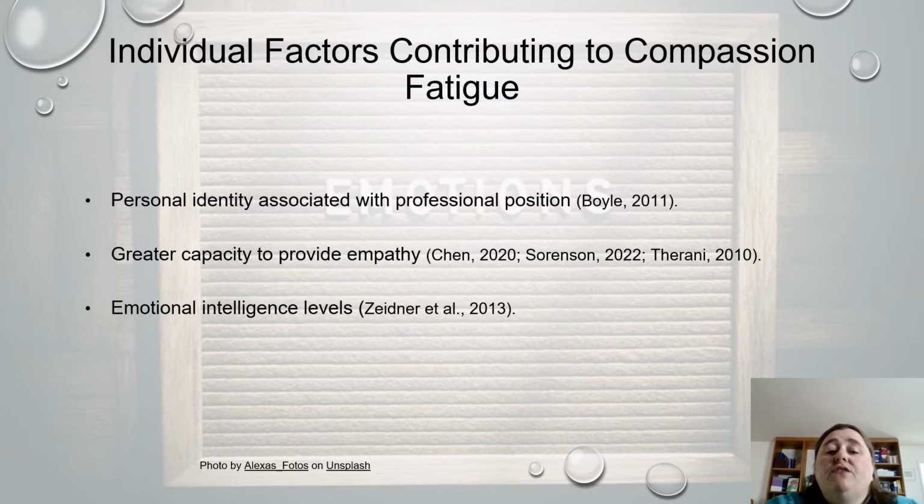There are also individual factors that contribute to compassion fatigue. The prevalence of compassion fatigue is higher in people who closely associate their personal identity to their professional position. Also, practitioners with a greater capacity to provide empathy to their clients are at a higher risk for compassion fatigue. Then there's emotional intelligence levels.